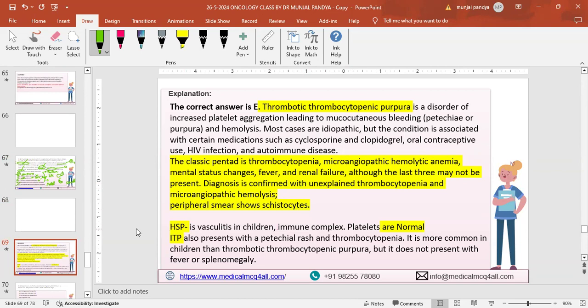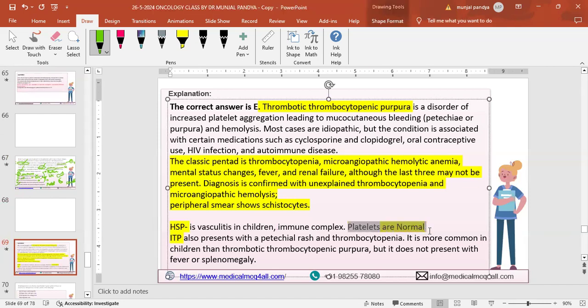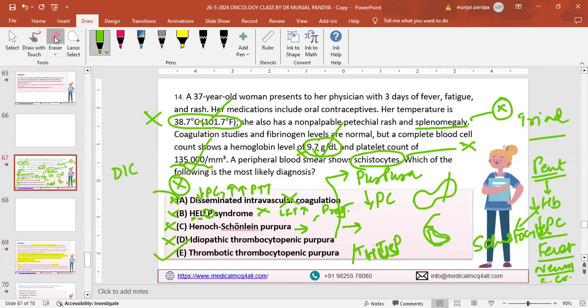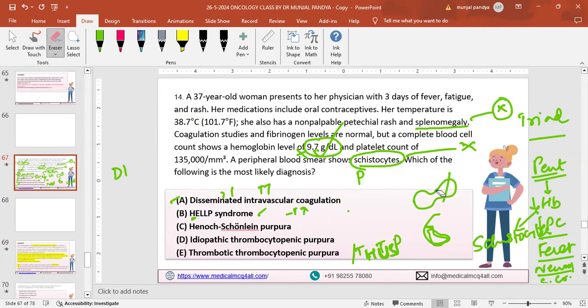The most important thing, Dr. Iram, is that in HSP, Henoch-Schonlein purpura, the platelets are normal. Platelets are normal. Yes, sir. So it's a vasculitis. It's not a hematological problem. Go and read HSP, right?